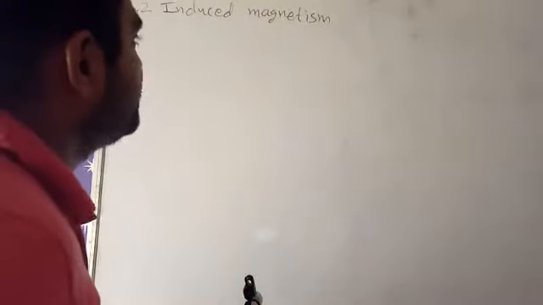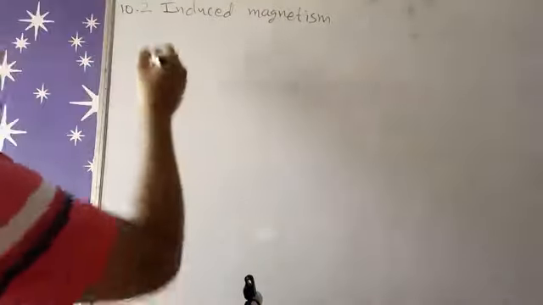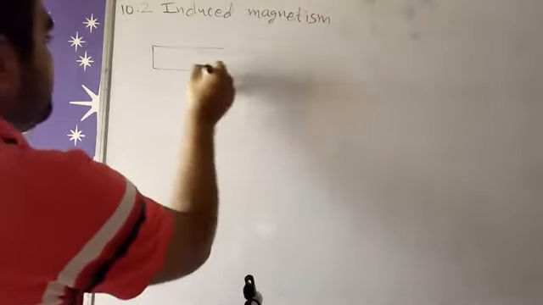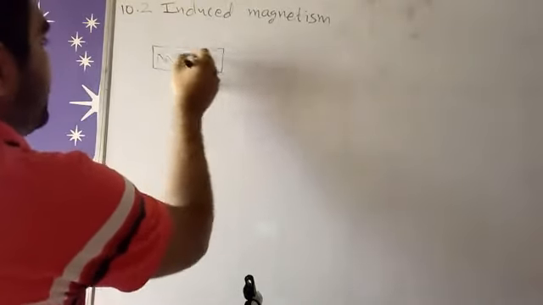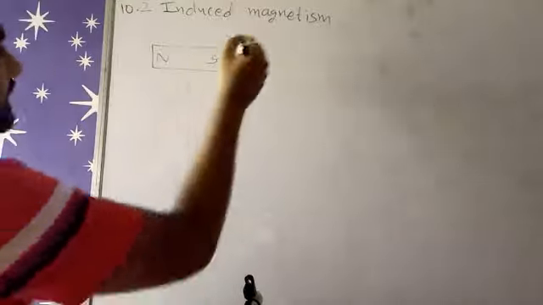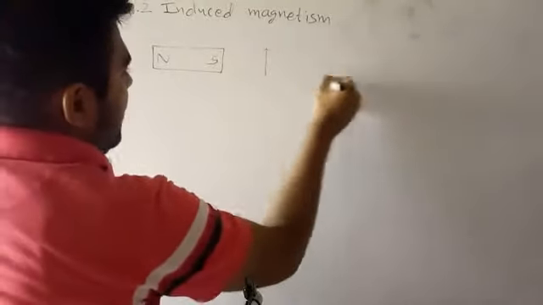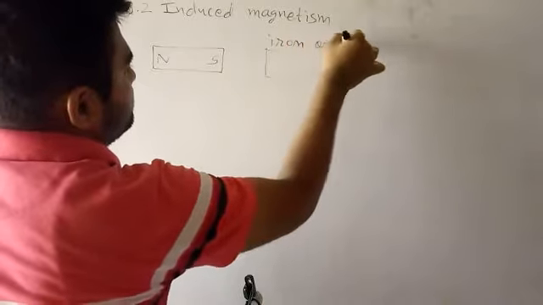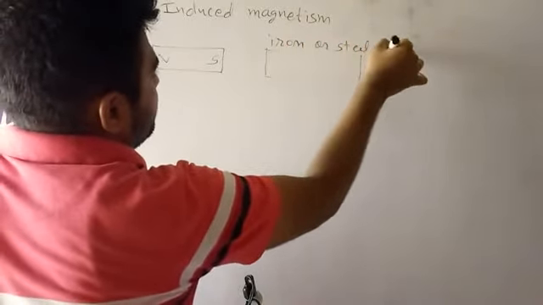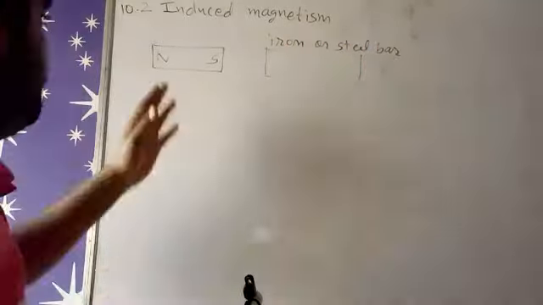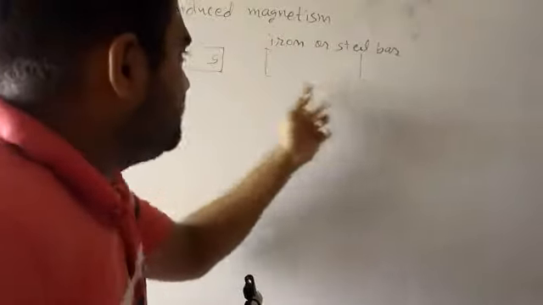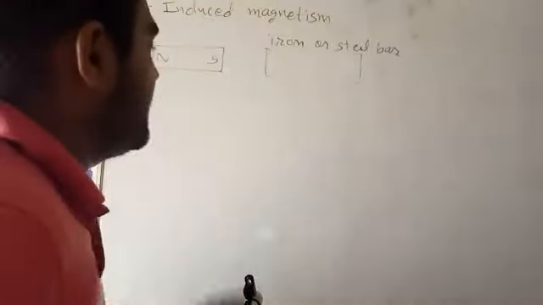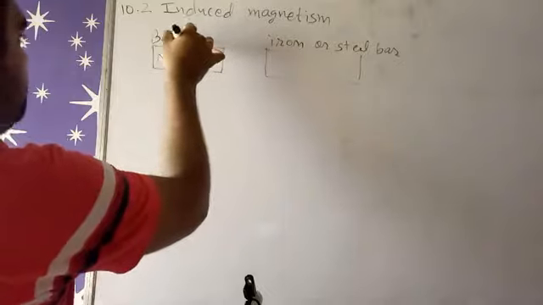So today our topic is induced magnetism. In this, we have to take one example. We have one magnet, and here we have one iron or steel bar, right? We kept one steel bar near this bar magnet. This is our bar magnet.